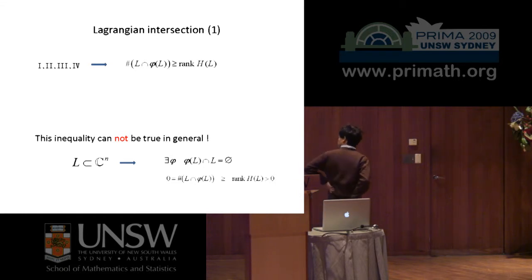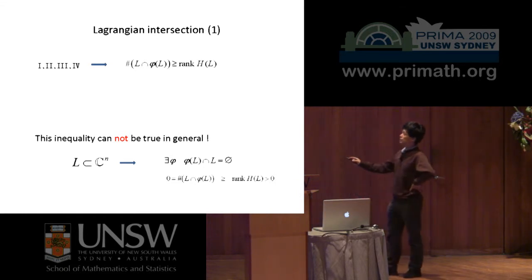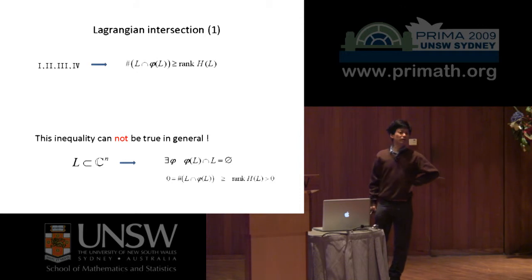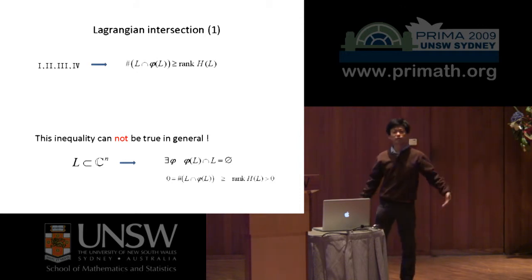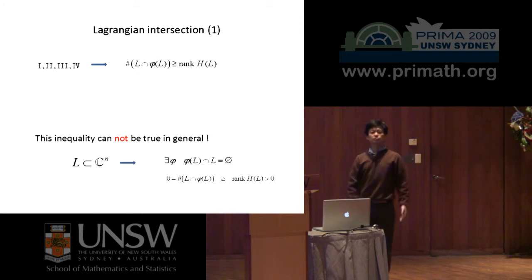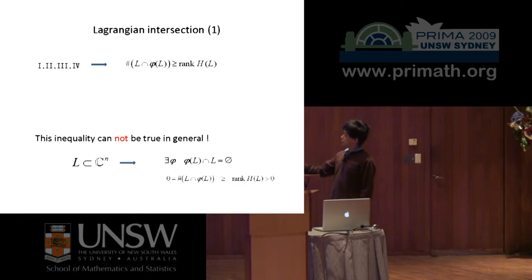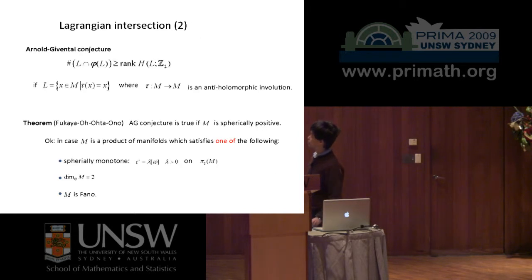So Lagrangian intersection Floer theory is, as I explained before, in the ideal case the intersection number can be estimated from below by the Betti number. So this is a natural application of Floer theory to Lagrangian intersections. But as I said, this doesn't hold in complete generality, by the simple example in the case of complex vector space. So we need to make some modifications.